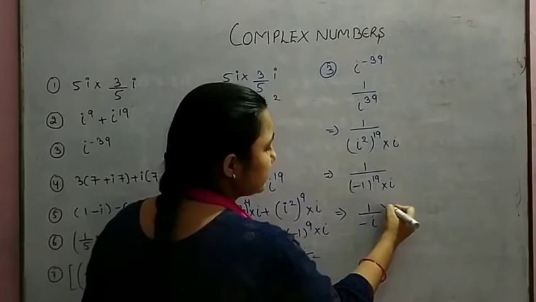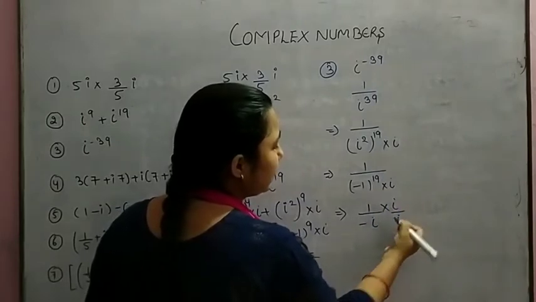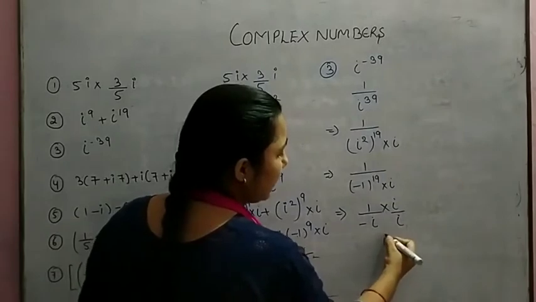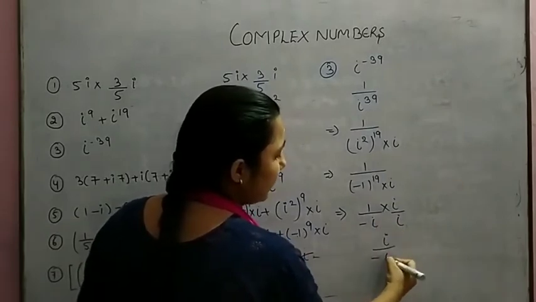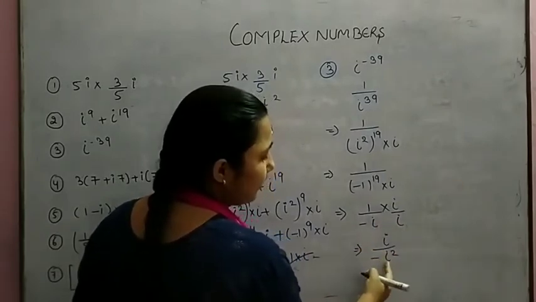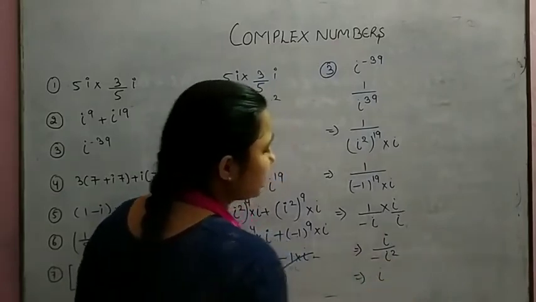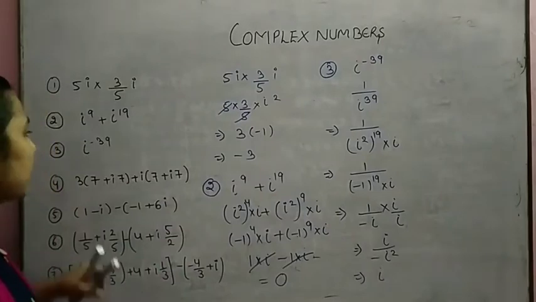Just rationalize this i by multiplying numerator and denominator by i. We get i, and i into i we get i square. Now again put the value of i square, this is minus 1. So we get only i as a solution.